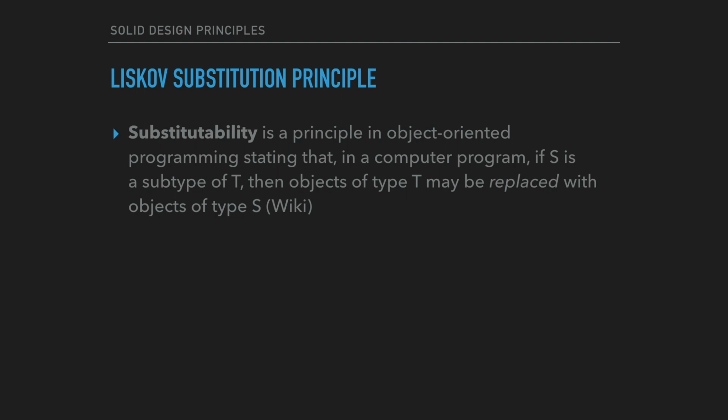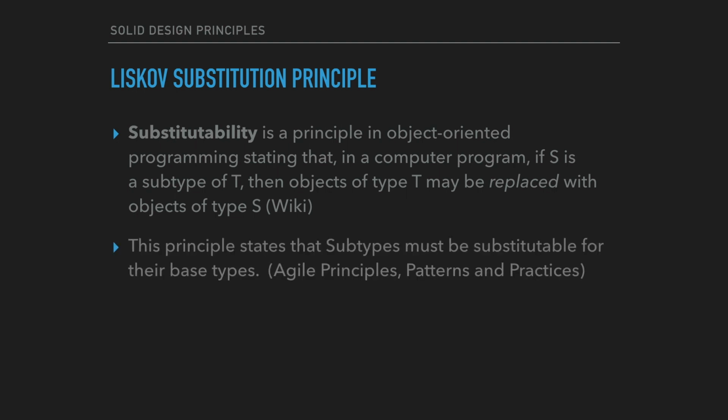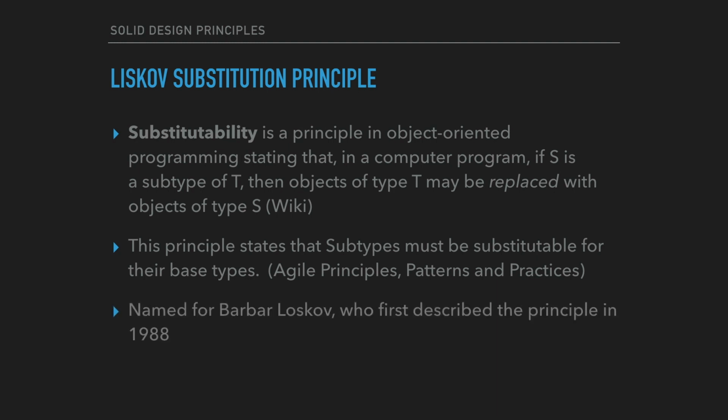subclass object. And this is another definition which is from the book Agile Principles, Patterns, and Practices, and it states that if S is a subtype of T, replace the object of T with S and it should not create any problem. I'll show you an example of how code will break the Liskov substitution principle, and this principle was given by Barbara Liskov, who first described the principle in 1988.